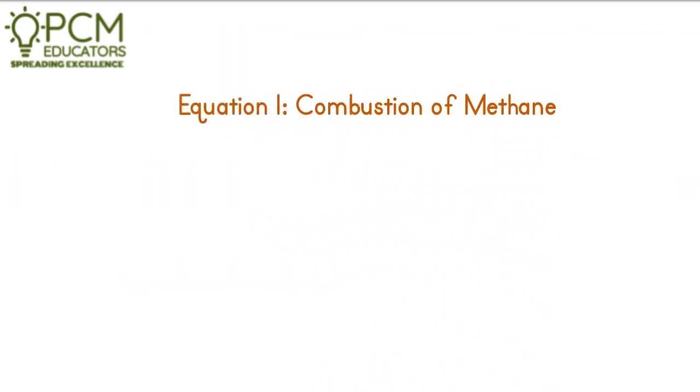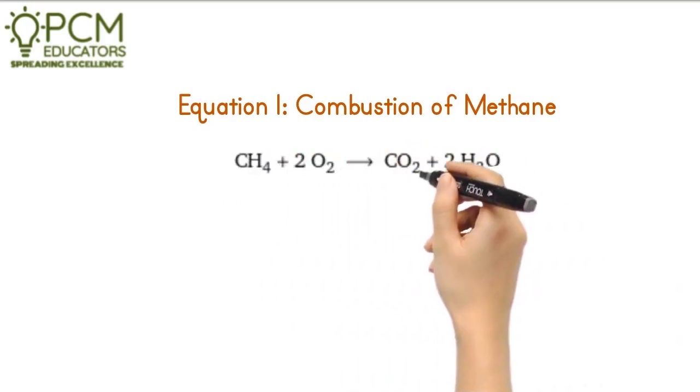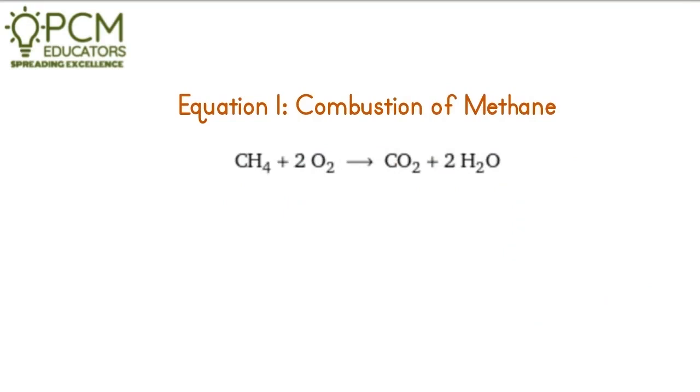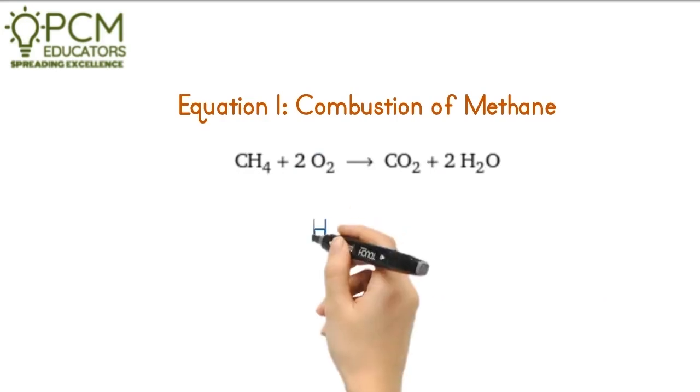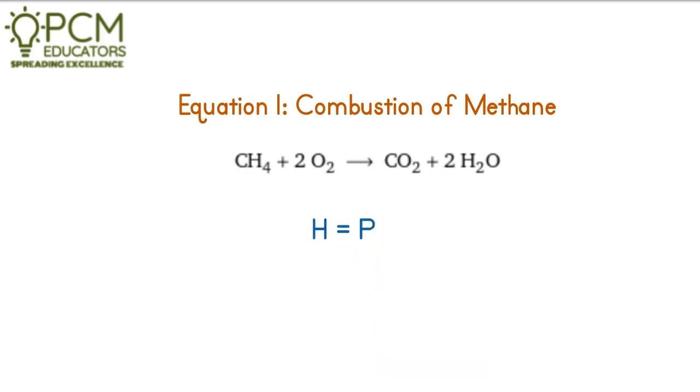So, we start with equation 1, that is, combustion of methane. Here is the balanced equation. Using this equation, we can see that 1 mole of methane is used. Hence, delta H is equal to P, as given in the question.